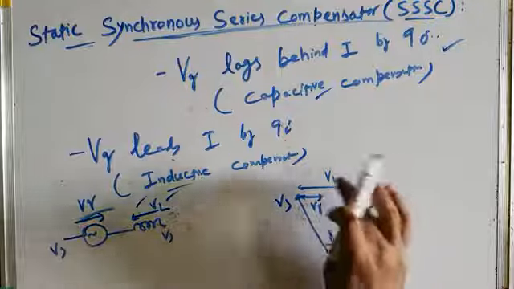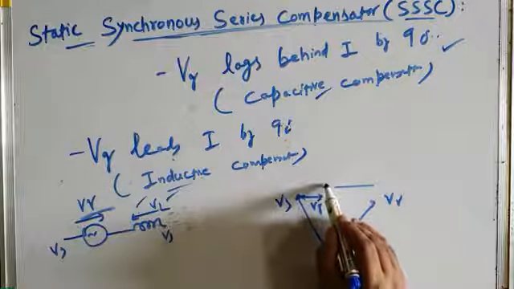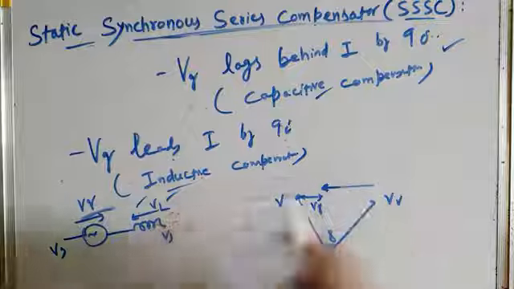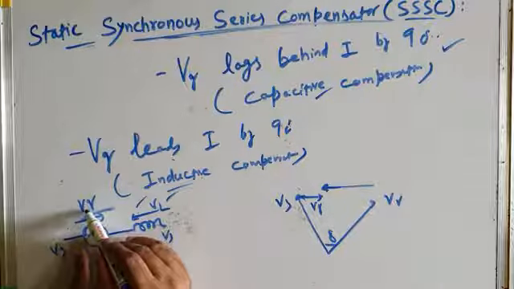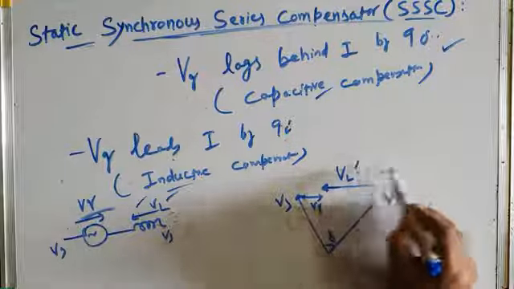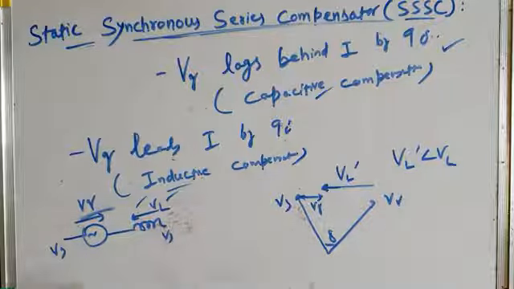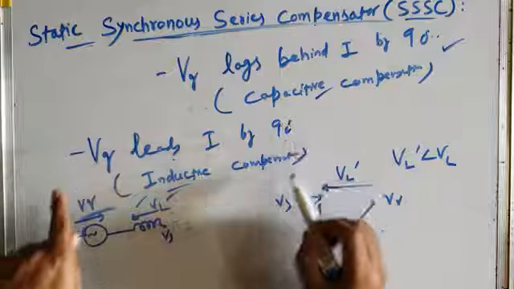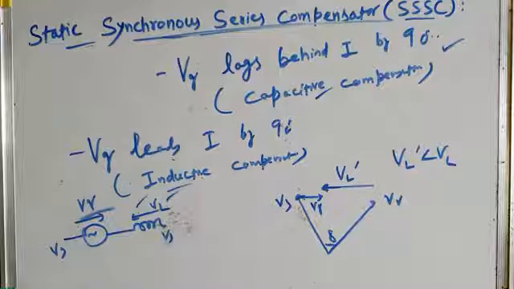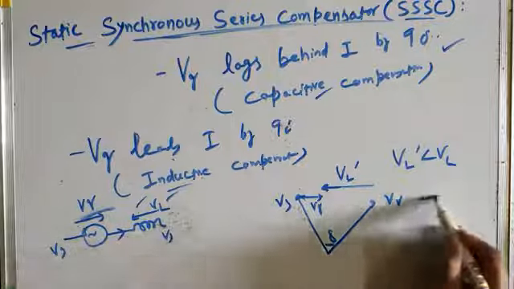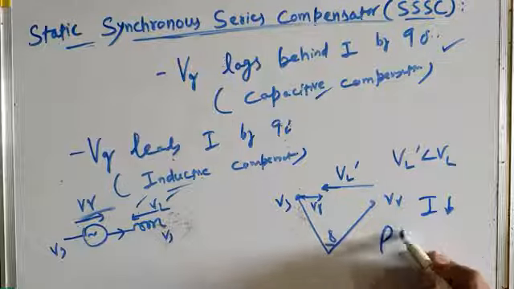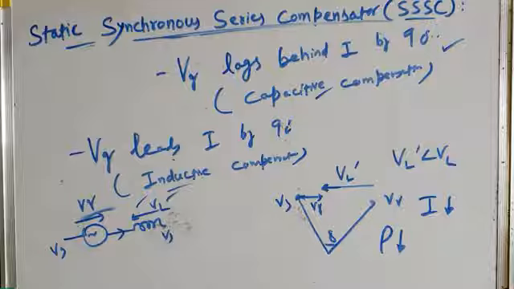So therefore what is your VL dash? The effective voltage across the transmission line decreases by a fraction of VQ. So this is your VL dash, and this VL dash is less than VL. Therefore, when the SSSC operates in the inductive region, it decreases the effective voltage across the transmission line, and hence it decreases the current, and hence it decreases the power transmitted over the line.